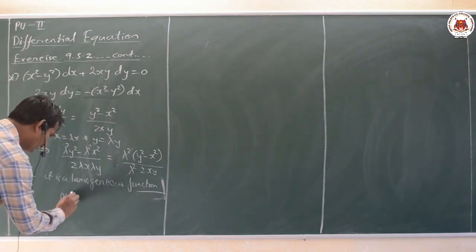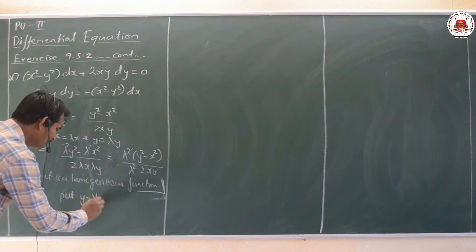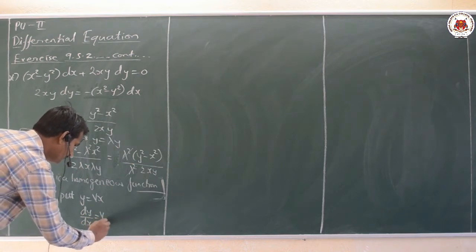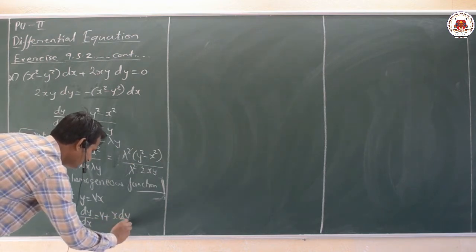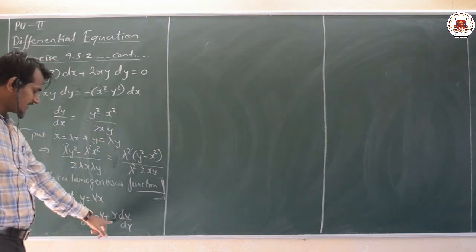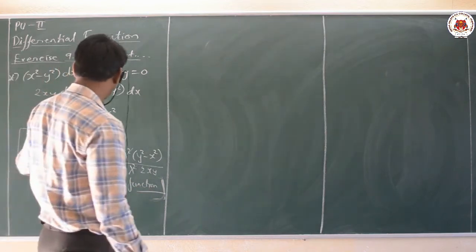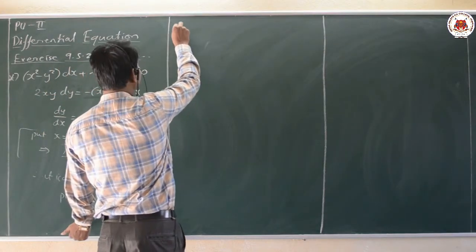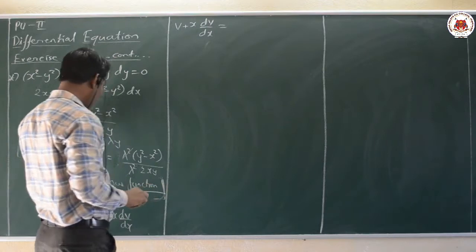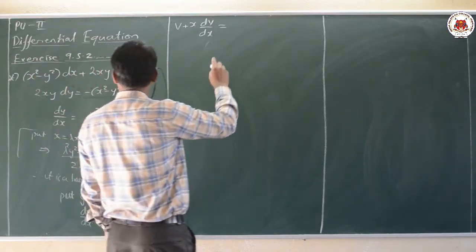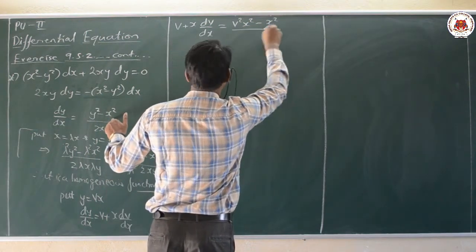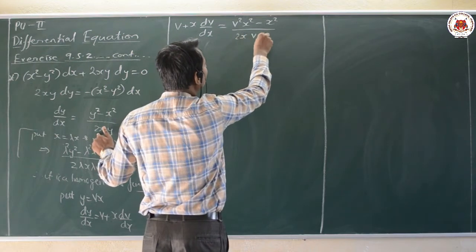We require to put y equal to vx and differentiate on both sides, that is dy by dx equal to v plus x into dv by dx. The differentiation of x is 1, x stays as it is, and the differentiation of v is dv by dx. Now substitute here: dy by dx means v plus x into dv by dx, which is equal to, with y as vx, v square x square minus x square divided by 2x into vx.